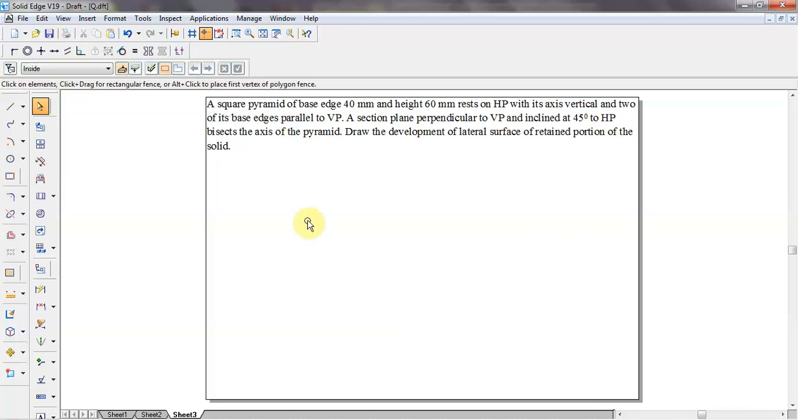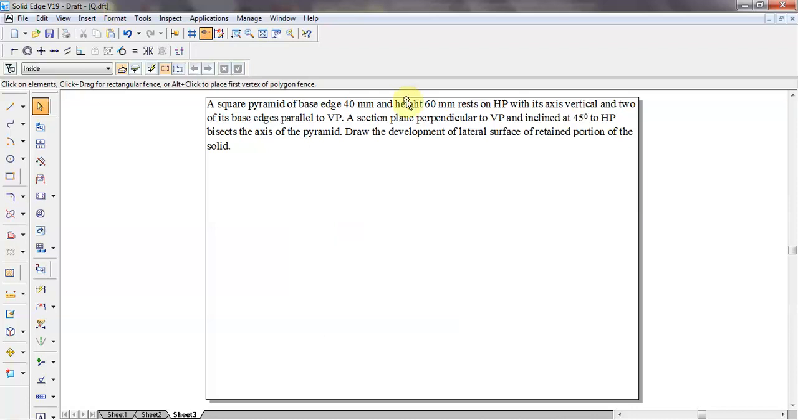So the next problem is on a square pyramid of base edge 40 mm and height 60 mm, which is resting on HP with its axis vertical and two of its base edges parallel to VP. A section plane perpendicular to VP and inclined at 45 degrees to HP bisects the axis of the pyramid. Draw the development of lateral surface of the retained portion of the solid.